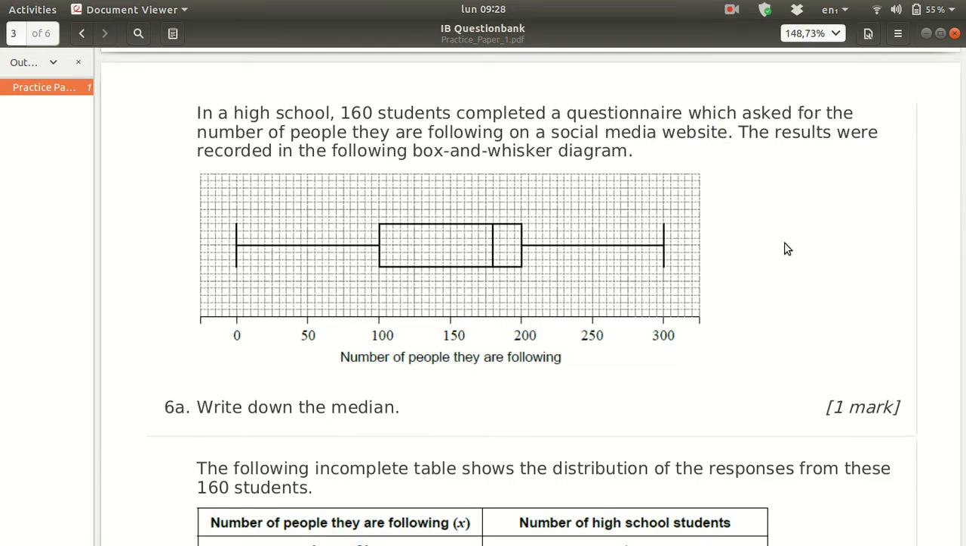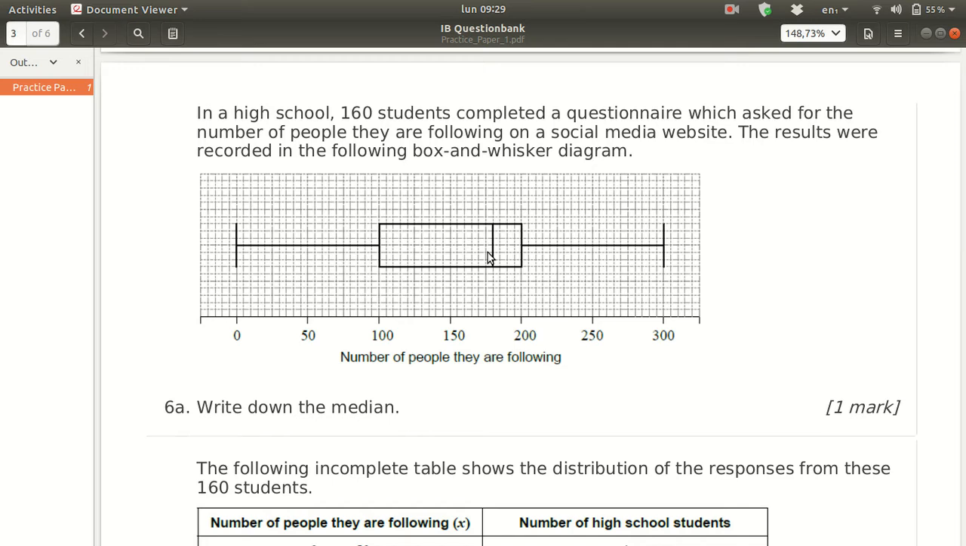Okay, so we're going to take a look at question 6. In a high school, 160 students completed a questionnaire which asked for the number of people they were following on a social media website. The results were recorded in the following box and whisker diagram. Write down the median. So that one was pretty easy. Okay, the box and whisker plot, it's this line.